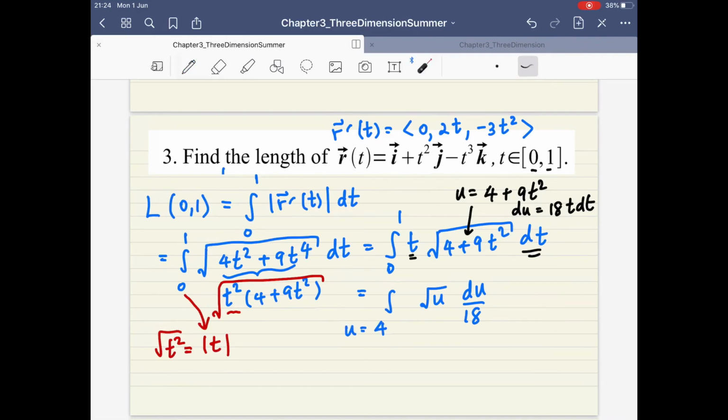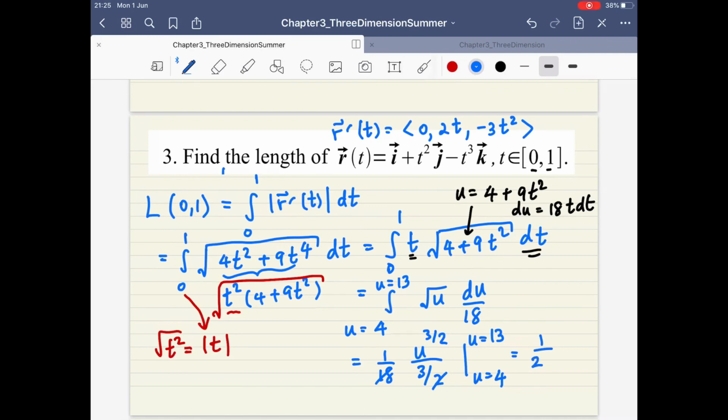As your t is 1, you get your u to be 13. Okay, so this one, your 1 over 18 is left out, and then here is u to the 3 over 2 over 3 over 2, and your u evaluated from 4 to 13. Okay, so now the 2 cancels with the 18, so you have 1 over 27. Let me write it down here.